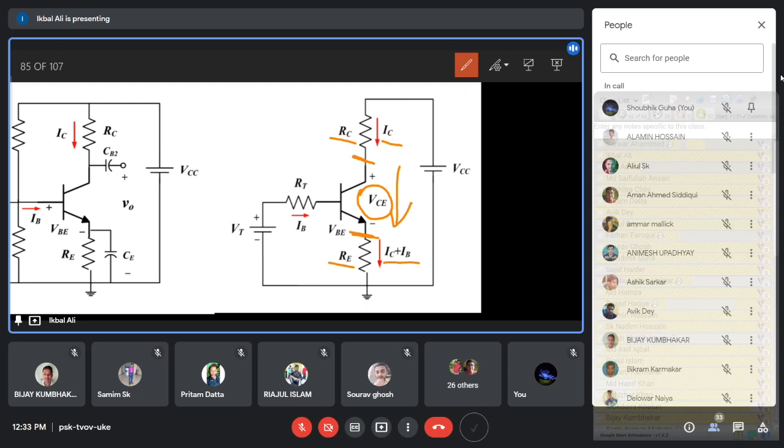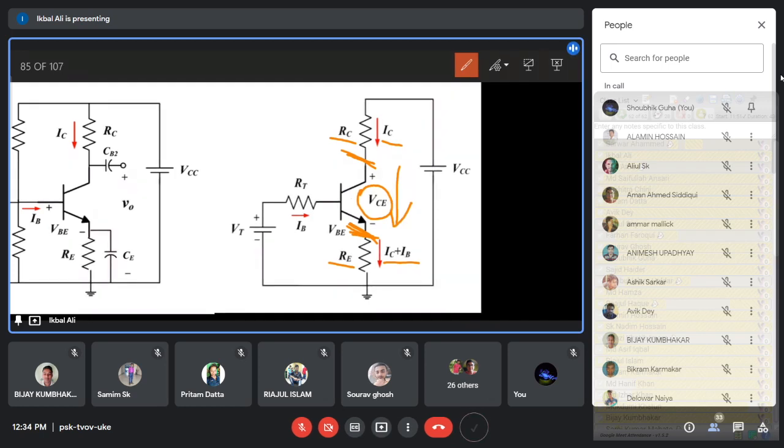The voltage drop across RC, that is IC into RC, plus the voltage drop across RE, that is (IC plus IB) into RE. And don't forget that you have a semiconductor device, and the collector point and the emitter point are in this loop. They are connected. So there must be a voltage drop across the collector and emitter, that is VCE. As it is not a resistance, you don't need to multiply resistance and current, but you consider the drop across the transistor directly. So VCE should be equal to the supply voltage VCC.